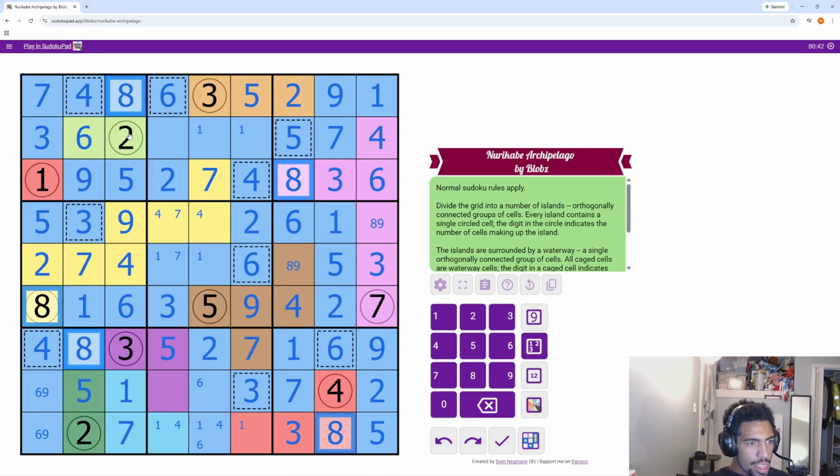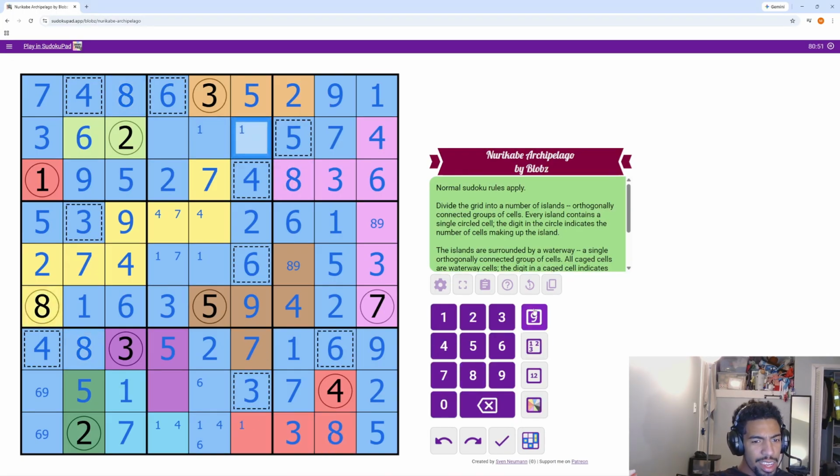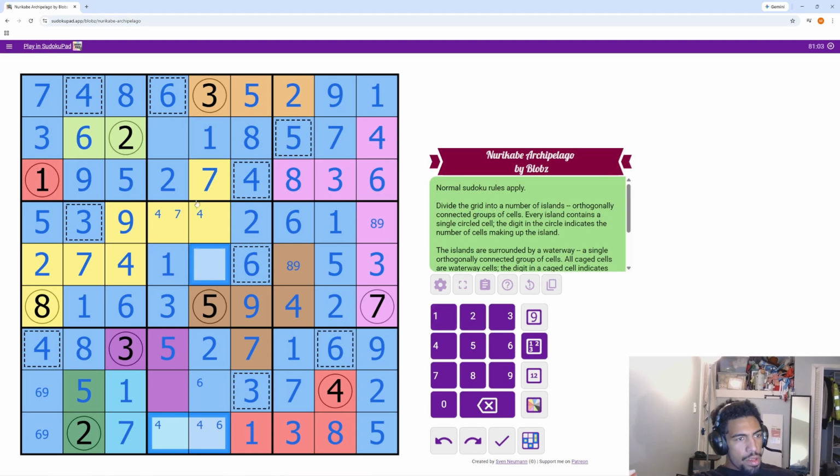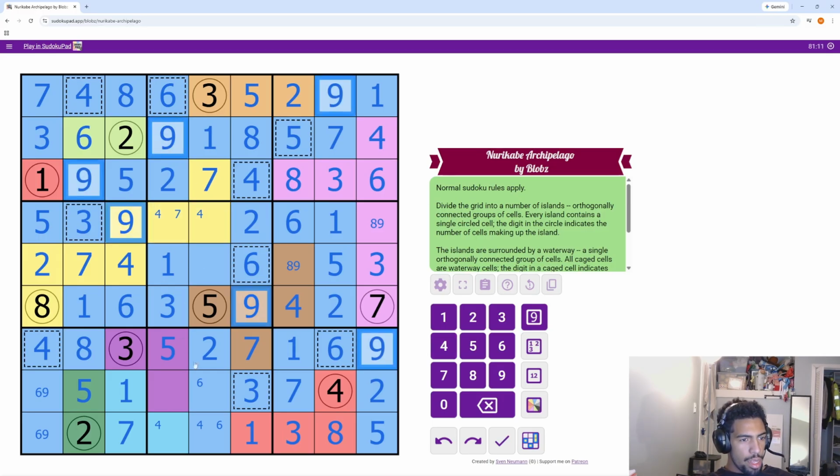Let's see. We are in GG formation. Hold on. 1 and 8. Right? Yeah, so this is an 8. This is a 1. 1, 1. 1, 2, 3, 4, 5, 6, 7, 8, 9. That.